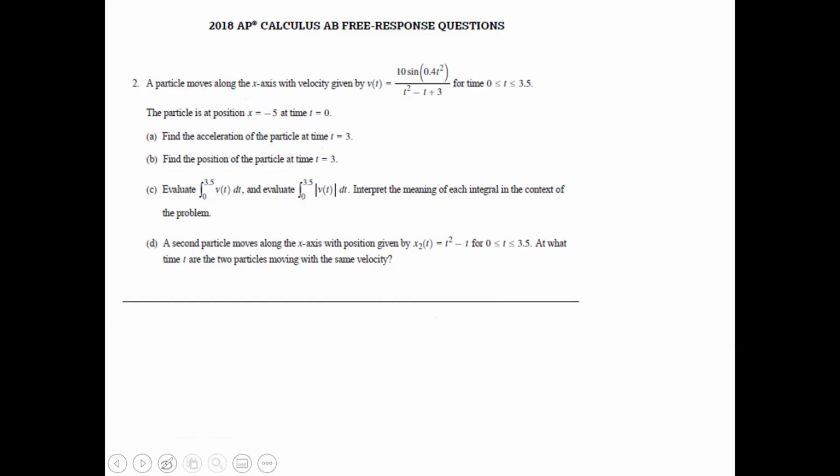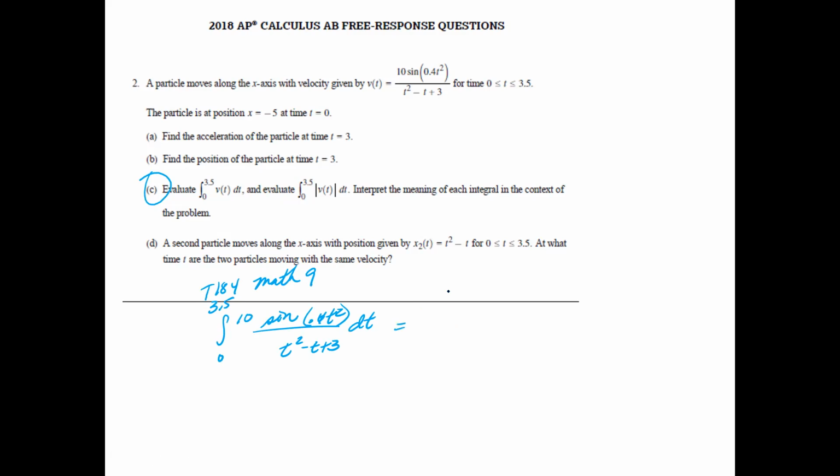Okay, let's go on to C. For C, it says evaluate this from 0 to 3.5. So we're going to go ahead and just type in with your TI-84 again, math 9, 0 to 3.5, type in the 10 sine 0.4 t squared over t squared minus t plus 3 dt or dx. Once you plug that into your calculator, you should have a 2.844.